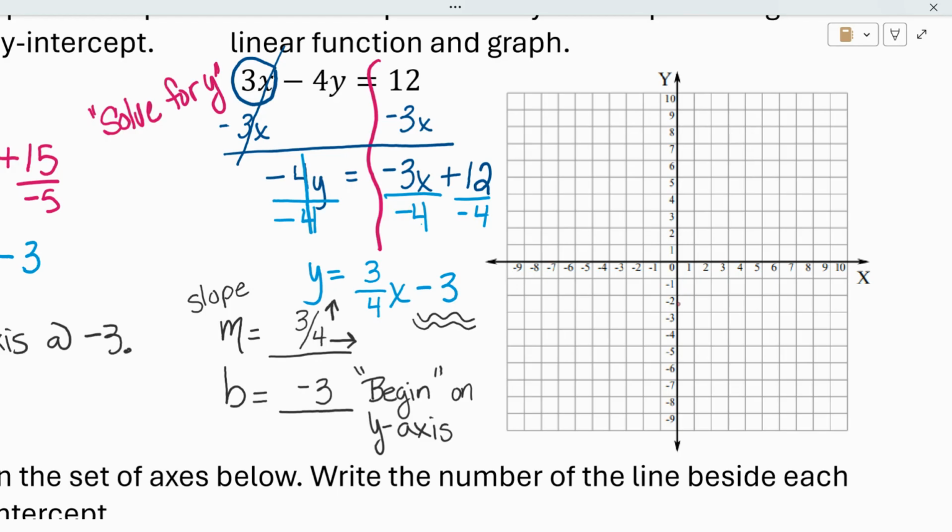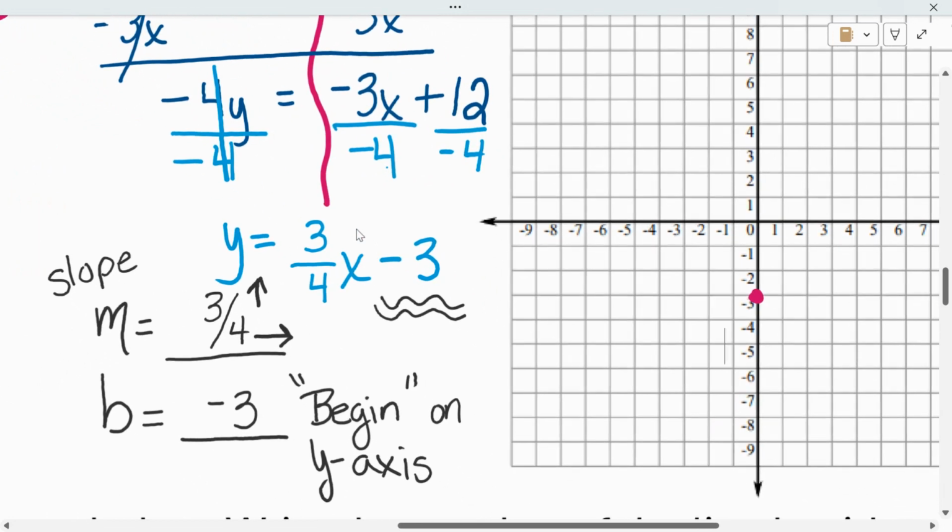So I'm going to go down 1, 2, 3, and I'm going to plot a point right there at the ordered pair 0, negative 3. And then my slope is 3 over 4. So that means I do what, Kenna? My slope is 3 over 4. So how much do I go up? And to the right? Okay, so I'm going to do little squiggles up 1, 2, 3. And to the right, 1, 2, 3, 4. And then I'm going to plot my point.